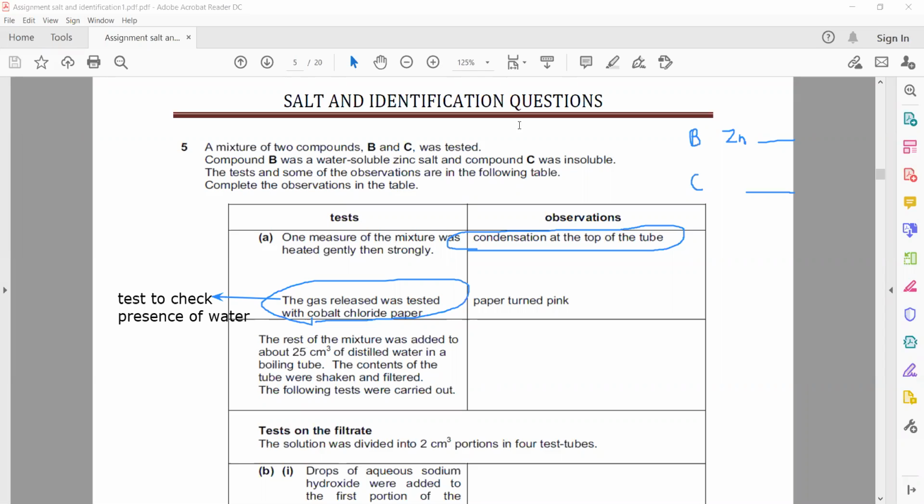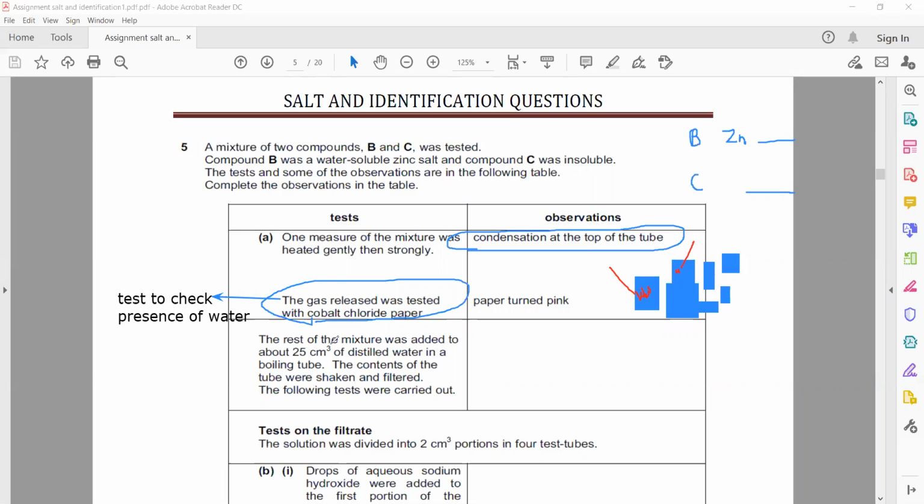Aqueous salt means the salt is dissolved in water, but hydrated salt is in a solid state, yet it traps some water molecules inside. The state of the hydrated salt is solid, but it traps some water molecules. So when you supply heat energy, the water molecules escape, which turns cobalt chloride paper from blue to pink. So condensation formed at the mouth of the test tube shows that this is a hydrated salt, a salt which contains water of crystallization.